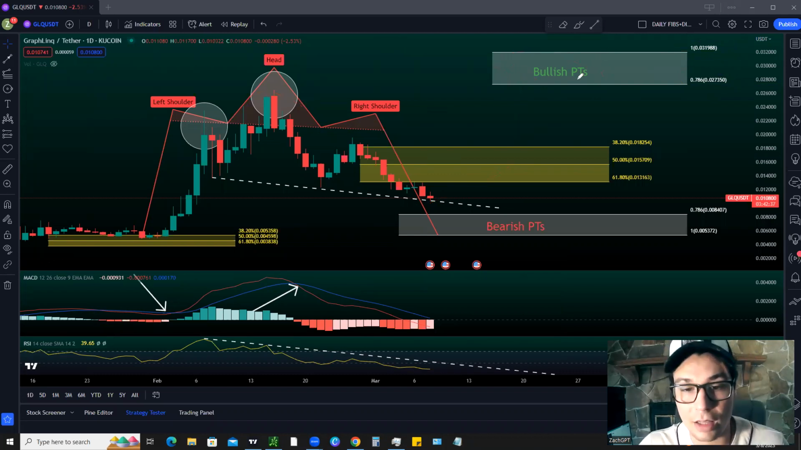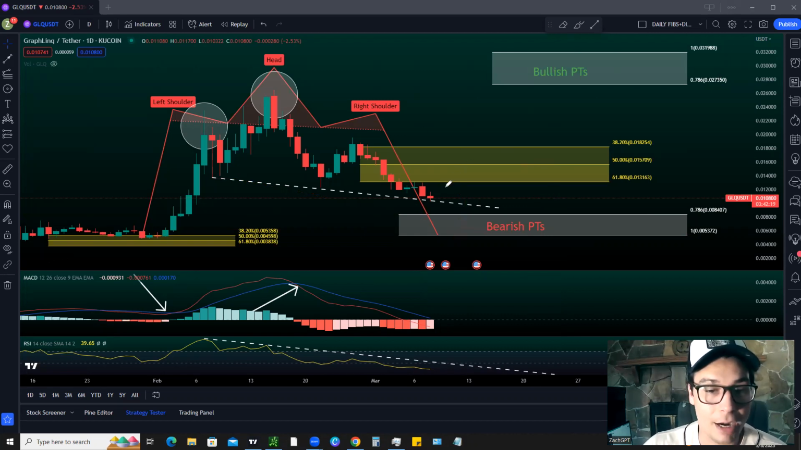Now, more closely relevant is going to be the downside bearish price targets, okay? And those are going to be right here at 0.008407 and 0.005372. Most likely, if we break this trend line, we're going to see this head and shoulders play out, and it's going to take us down to one, if not both, of those trend lines.